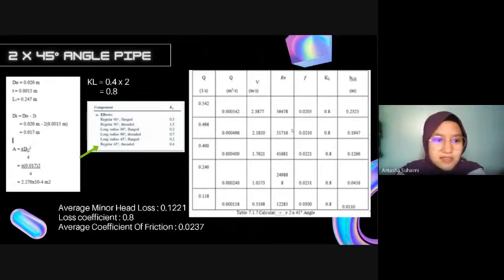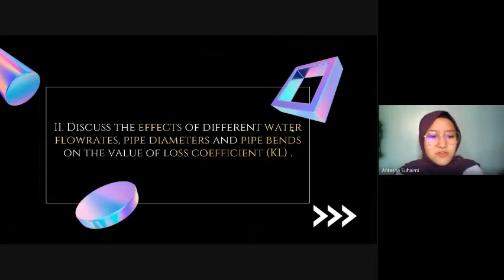Okay, next. For the second discussion, we have to discuss the effect of different water flow rates, pipe diameters, and pipe bends on the value of loss coefficient.